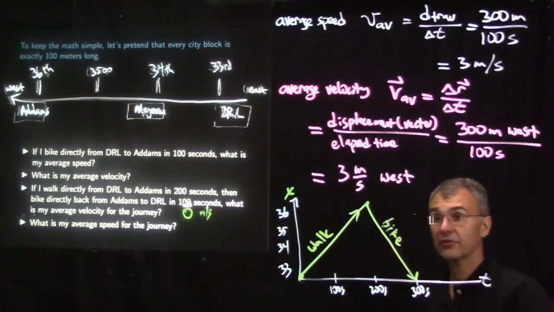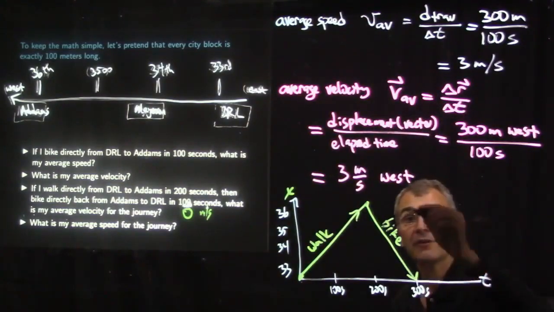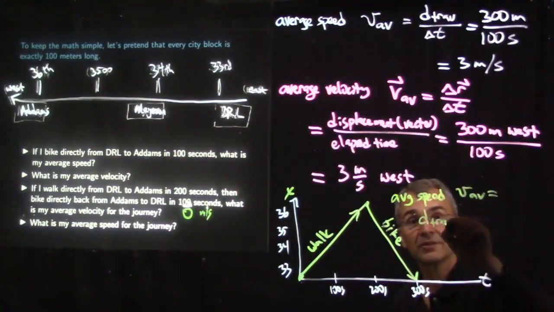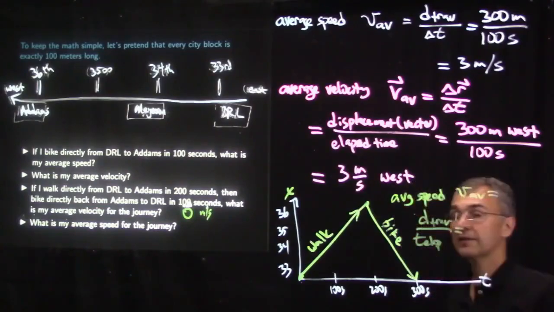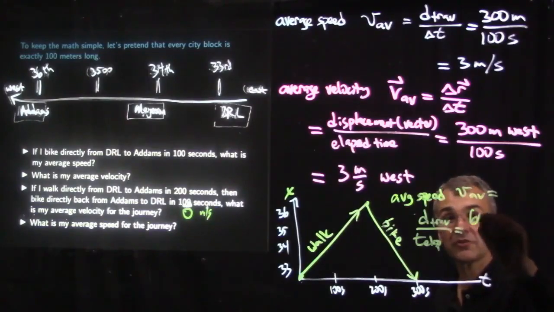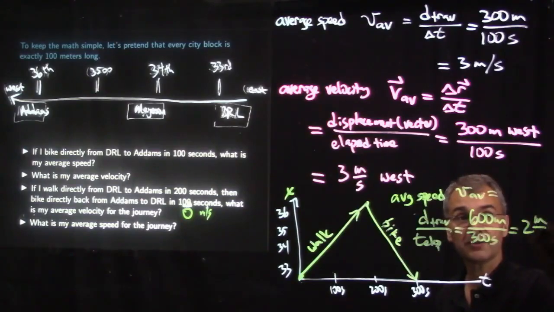What's my average speed for that journey? Now I do have an average speed. To get the average speed, I need the distance traveled divided by the elapsed time. The average speed, that's VAV with no arrow over it, is the distance traveled divided by the time elapsed. And the distance traveled is, I go 300 meters one way and then 300 meters the other way. So it's 600 meters in 300 seconds, which is 2 meters per second.